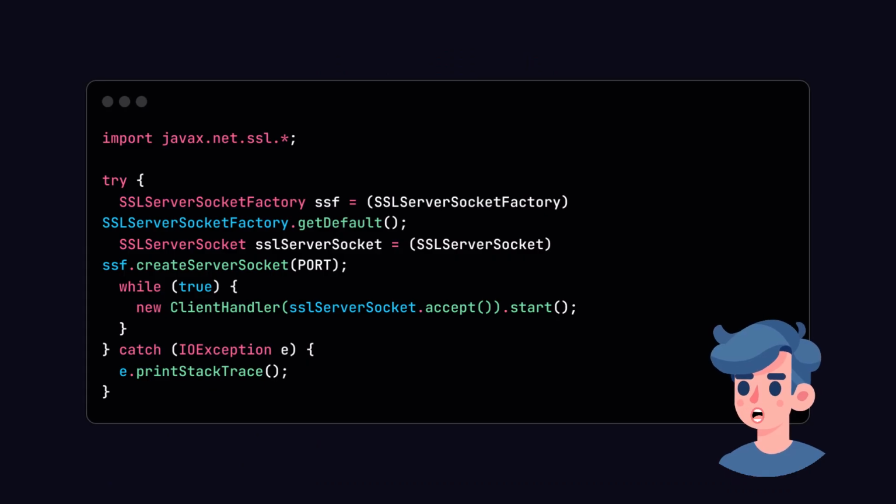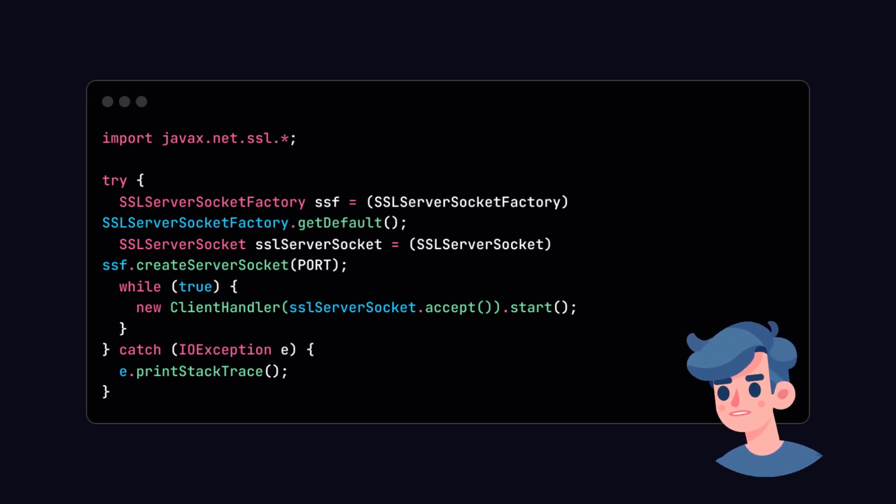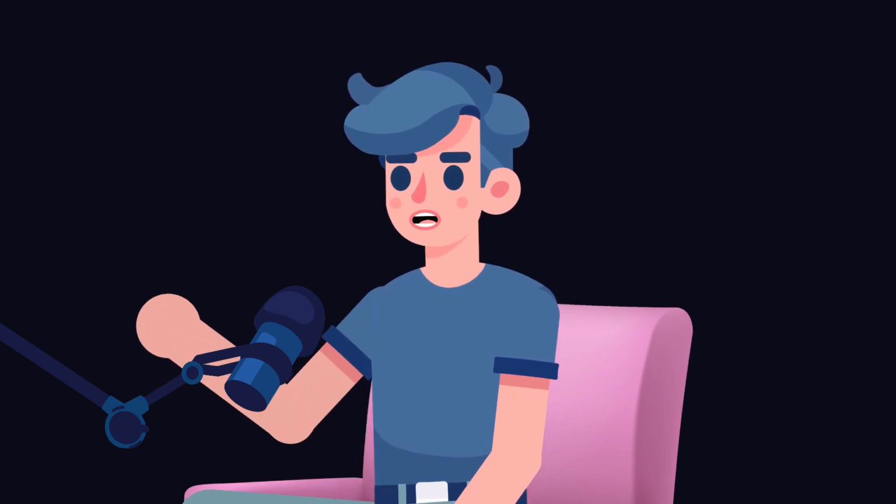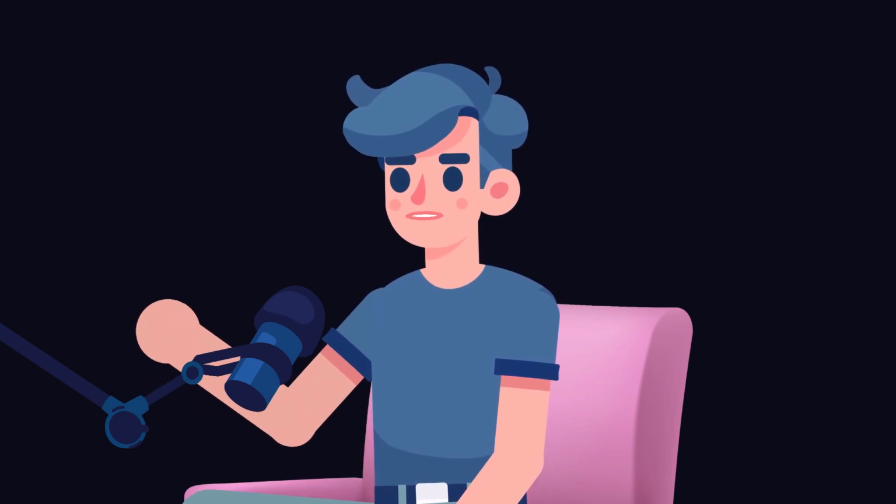To implement SSL in your Java server, you need to set up an SSLServerSocketFactory. Here's a brief overview of how to do it. In the above code snippet, we use SSLServerSocketFactory to create an SSL secured server socket. Remember to configure your key store and trust store properly for SSL connections.